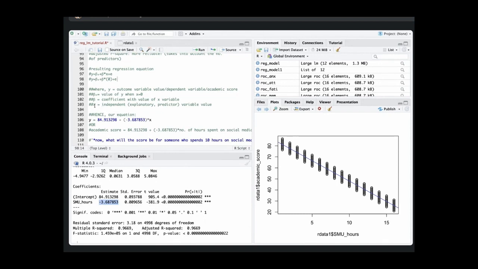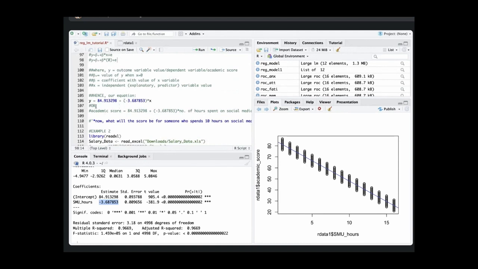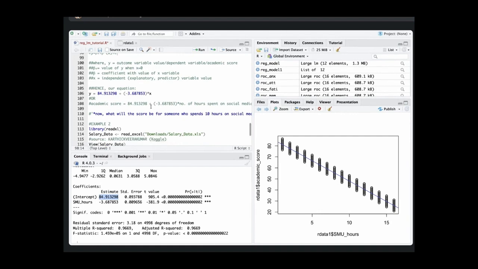And x is the value of your independent variable. So our equation would become y equals 84.913, which is the estimate when x equals 0, plus minus 3.68 into the value of x. Simply stating, we are saying that academic scores are equal to 84 minus 3 into the number of hours.